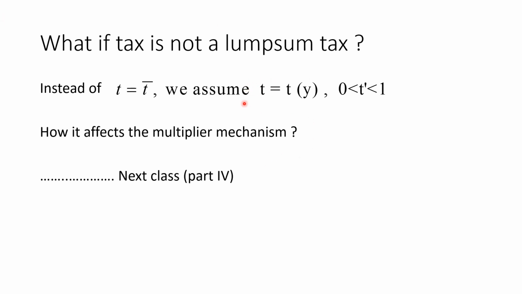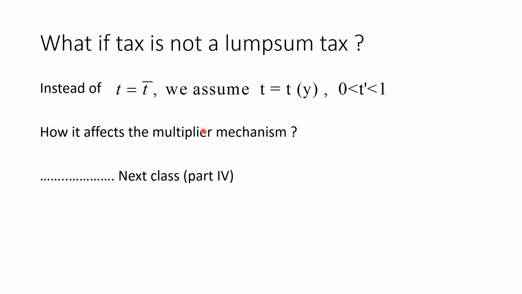And as you can understand, this is a more realistic assumption, because lump sum tax is not realistic. From reality, people who earn more pay more tax, right? So if this is true, we can capture that in a very simple tax function. You can have different types of tax function, but we're keeping it simple. So instead of T equal to T bar, we are assuming T equal to a function of Y, where T prime is positive. T prime is positive means that if your income increases, your tax liability will also increase.